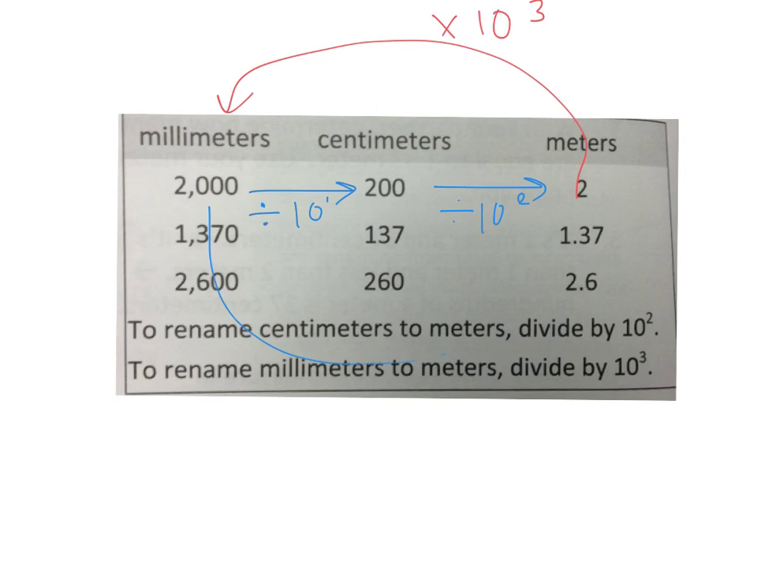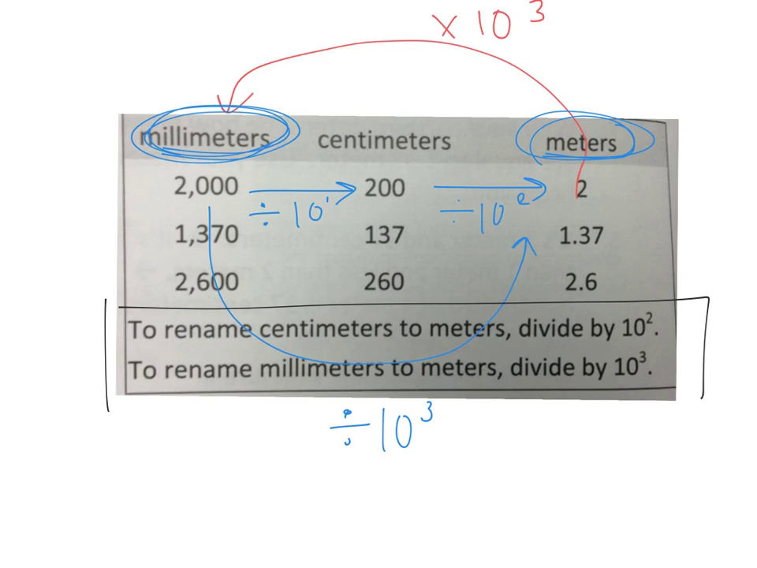And to get from centimeters to meters, I'm dividing by 10 to the power of 2, right? To get from millimeters to meters, I need to divide by 10 to the power of 3, because there are 1,000 millimeters in 1 meter. You can see it down here. It says, to rename centimeters as meters, divide by 10 to the power of 2, which is what we're talking about here. To rename millimeters as meters, divide by 10 to the power of 3. So this is like the rule. This part right here is the rule, if you want to write it down.